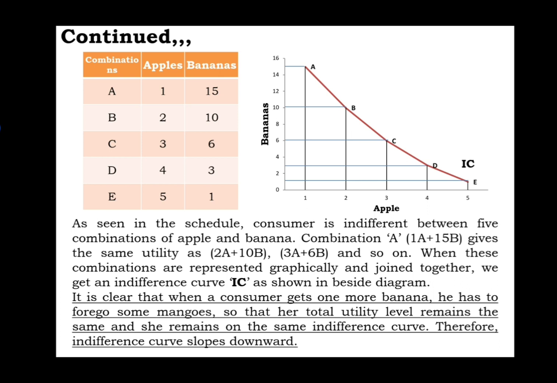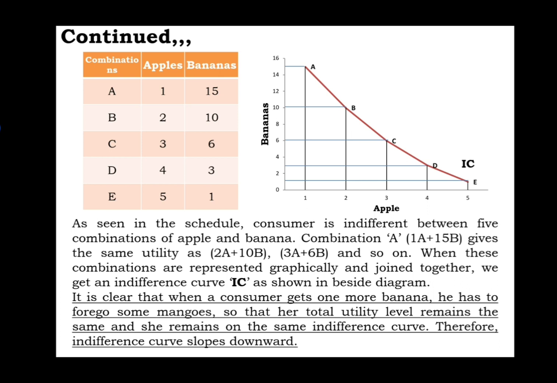So it means to have one more apple, how much have we sacrificed in banana? 5 units of banana. It means we have purchased only 10 units of banana. So to remain at the same level of satisfaction, what do we have to do? We have to sacrifice another commodity. So here, to have one more apple, we have sacrificed 5 bananas. When we sacrifice the other commodity in this order, then we can easily remain at the same level of satisfaction.